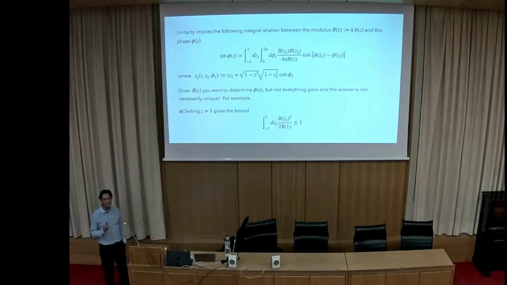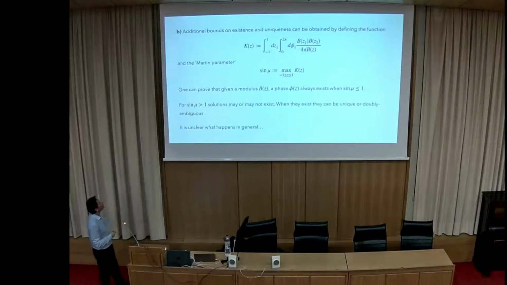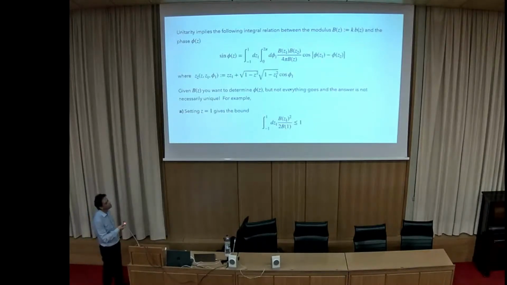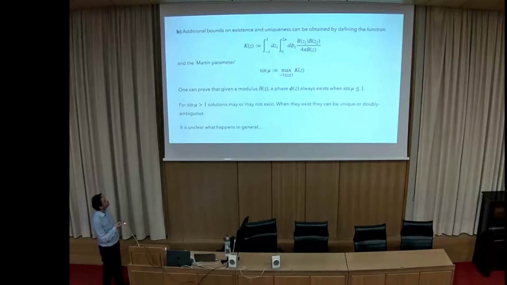So this is an example where sometimes you get a solution, sometimes you don't get a solution. It makes the problem of solving it, or the ML way of solving it, more interesting. Secondly, there are additional bounds on existence and uniqueness that can be obtained by defining this function, where basically it's the same integral, but I just dropped the cosine. Then I can look at this k of z, scan over all possible values of z, and get the largest number, and I call that largest number the Martin parameter.